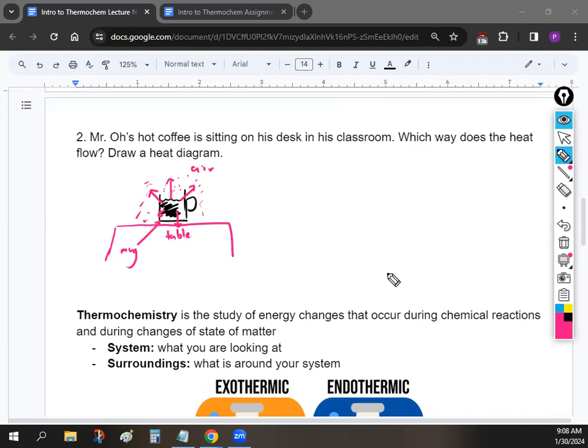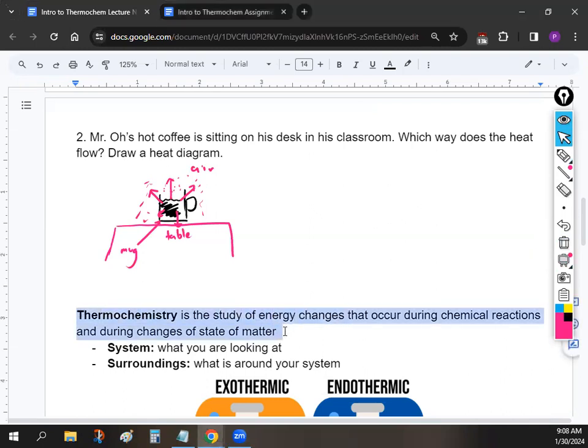I promise next time we meet, we are going to do this with chemistry. But what we've been looking at is the introduction to thermochemistry. You don't need to write this down, but thermochemistry is just a study of how energy changes because of chemical reactions. So the reactions that we look at in this unit are reactions where you mix two or more chemicals together, and it's actually going to make things hotter or colder.